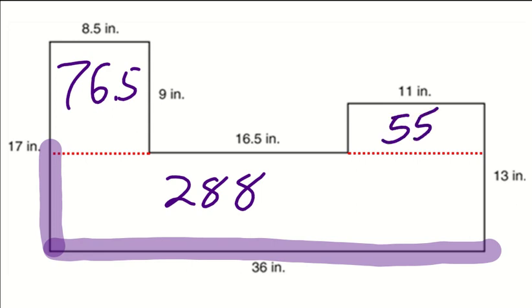Anybody not sure how we get 55? We've got a base of 11. The height goes right there. But we already know this part right here, that was 8. So if the whole thing's 13, 13 minus 8, that gives us 5. 5 times 11, 55. And when we add all those up, what do you get? So, same thing we got before, right? See how this is working?